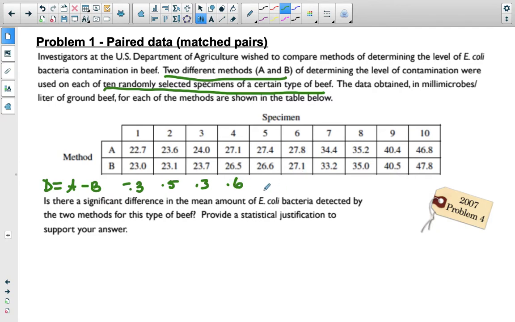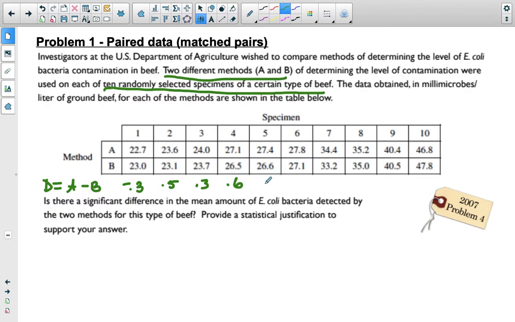This is a 0.6 difference. Okay, so I'm going to pause. What does this mean, just so we understand? This means that for specimen 4, method A had 0.6 millimicrobes per liter more in a level of contamination of E. coli detection than did method B. That's just the difference that was observed.